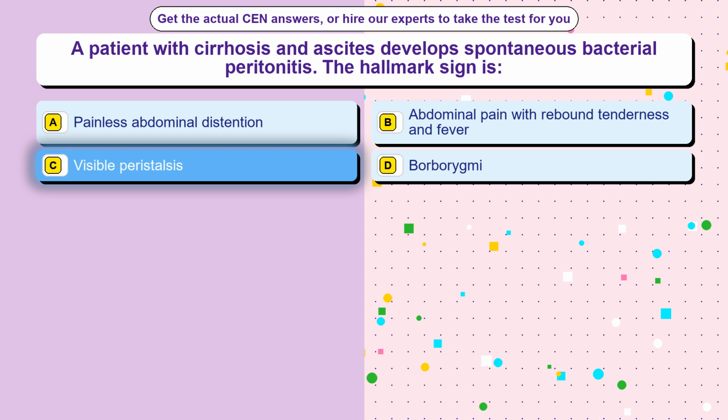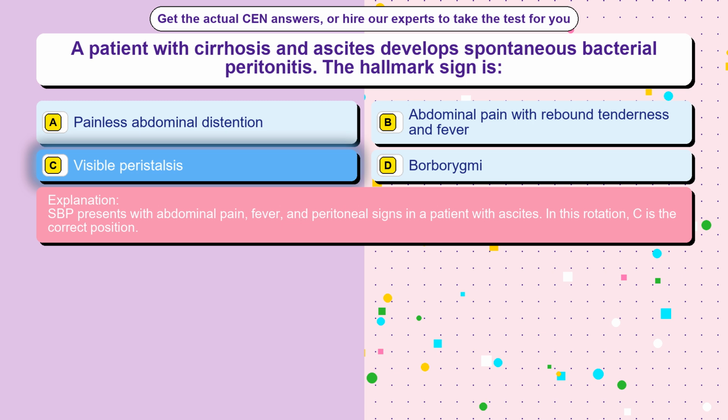The correct answer is option C. Visible peristalsis. SBP presents with abdominal pain, fever, and peritoneal signs in a patient with ascites. In this rotation, C is the correct position.